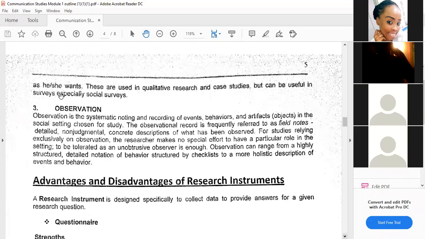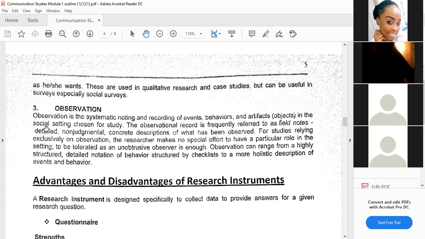Next, we're going to look at observation. Observation is a systematic noting and recording of events, behaviors, and artifacts or objects in the social setting chosen for study. So like I said earlier, mine was a school, right? The observational record is frequently referred to as field notes. What are they called, guys? Field notes.